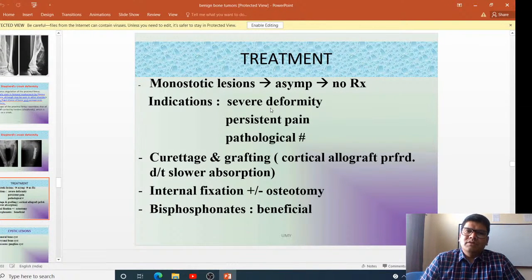Treatment: monostotic fibrous dysplasia that is asymptomatic needs no treatment. Indications for surgical treatment are severe deformity, persistent pain, and pathological fracture. What we do is curettage and bone grafting, internal fixation with or without osteotomy, and bisphosphonates.